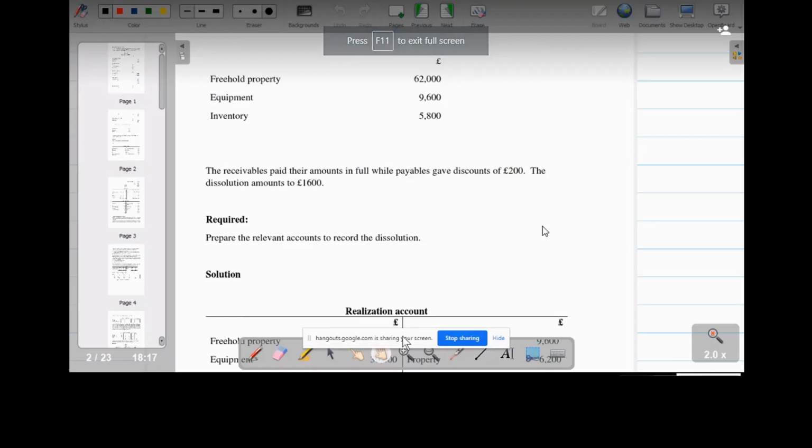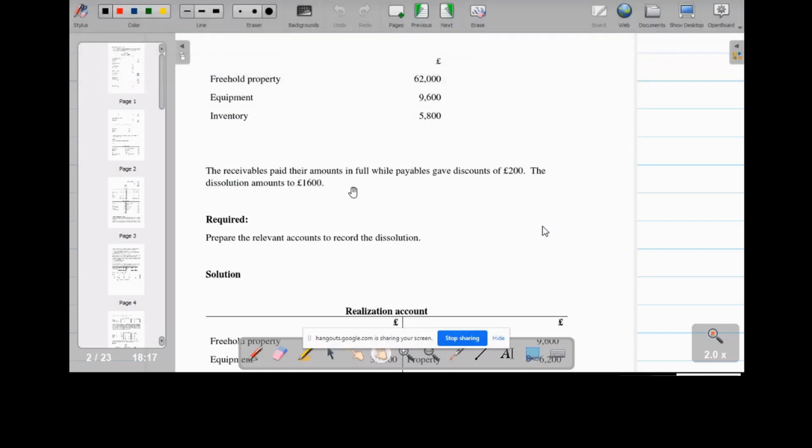The rule of Garner versus Murray is missing. It is supposed to be applicable, so that if any partner has a deficit, it is supposed to be borne by the partners who are solvent. Then we're told to prepare the relevant accounts to record the dissolution.